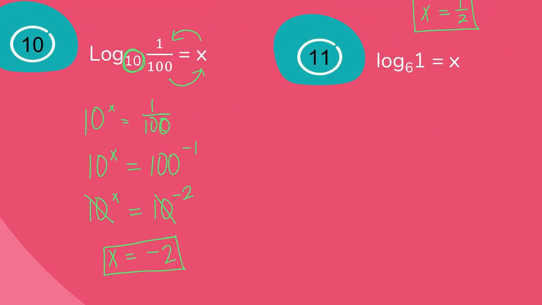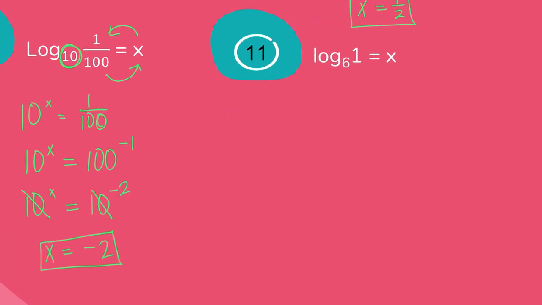Okay, nothing too hard for that one. Let's go ahead and look at number 11. Log base 6 of 1 equals x. Again, I'm trying to solve for x. I'm going to have 6 to the power of x equals 1. And again, this one was a property. So it's going to be 6 to the power of 0. Anything to the power of 0 is 1, so I know x equals 0. Okay, do not write x equals 1. I'm trying to solve for x, and it's going to be 0. Don't get that mixed up.